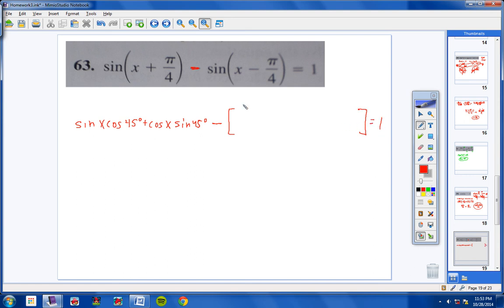Here you have the sine of two angles that are being subtracted. Here's your U, and here's your V. Here's what you would have: sine x cosine of 45 degrees, and instead of a plus sign like we had over here, you'll have a minus sign, and then cosine x sine 45.